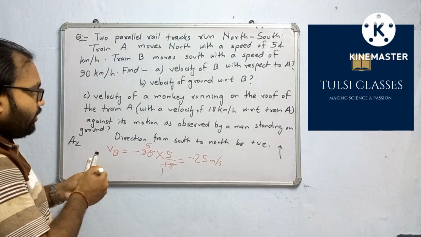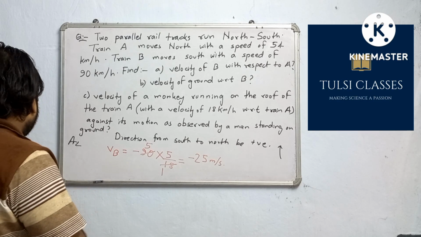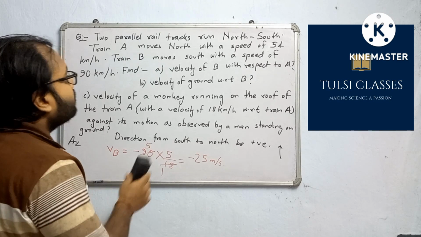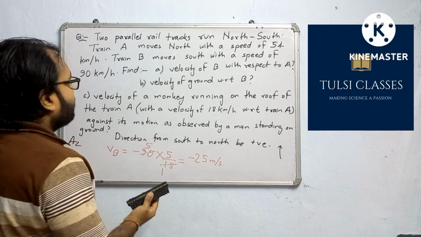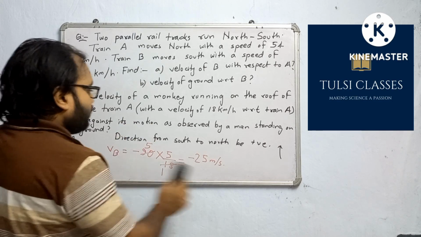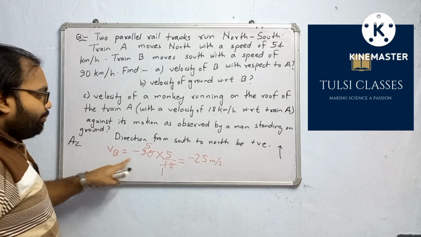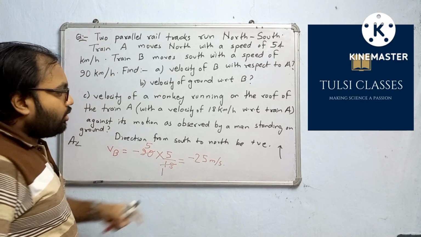Now velocity of train A. I am erasing some part here. Which part can I erase? Okay, let it be as it is. Velocity of B is minus 25 meter per second.